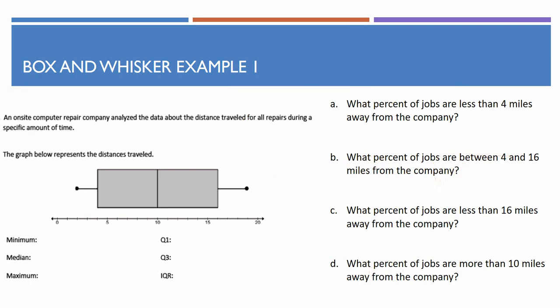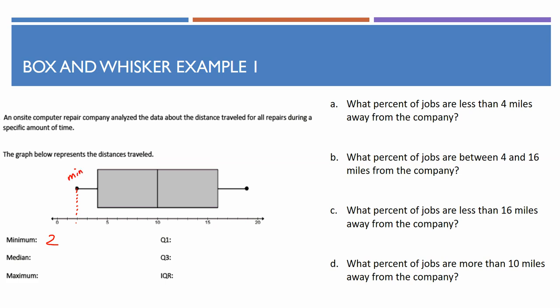An on-site computer repair company analyzed the data about the distance traveled for all repairs during a specific amount of time. So here's a box and whisker plot. Remember, this is like our 5-number summary. If I have to identify the minimum, the median, the maximum, Q1, Q3, that's our 5-number summary. So I can just look at where each of these values are. Right here is the minimum. So 0, 1, 2 on the number line. So my minimum is 2.